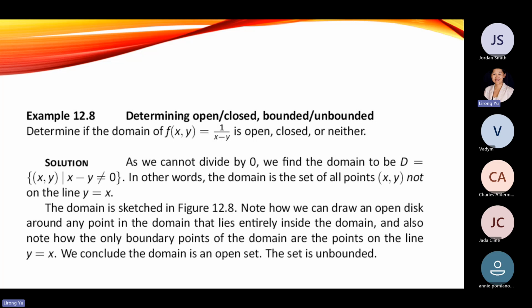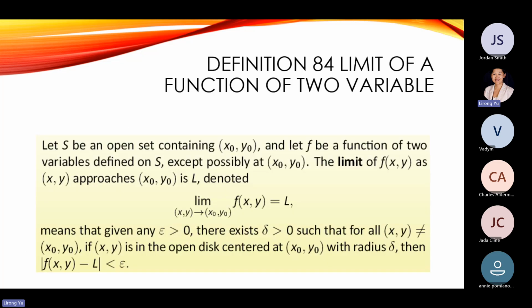Another thing is the boundedness. It's not part of the question, but the domain definitely is unbounded because it includes arbitrarily large x values and large y values. And therefore, we cannot find any open circle that covers the whole domain, at least not a finite radius circle or finite radius disk. Any questions? So that is what we were just talking about, open and closed, or whether the set of points is bounded or not.